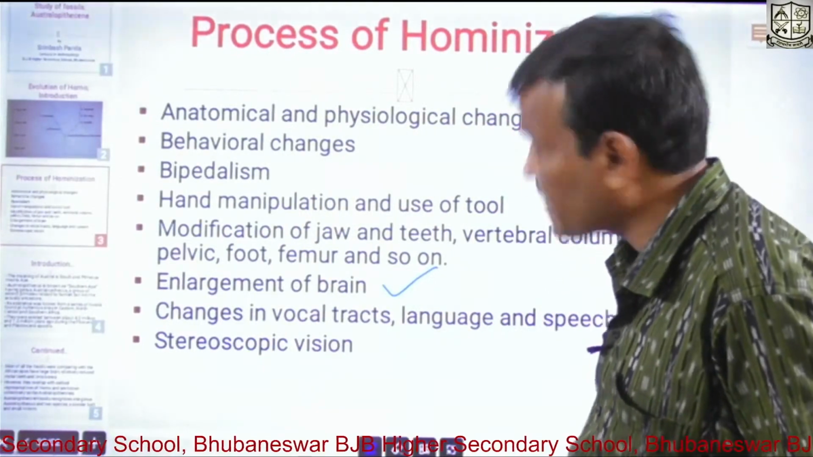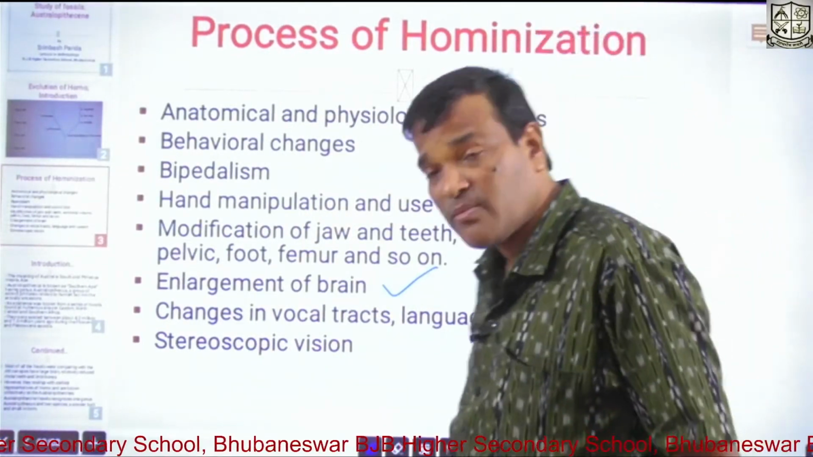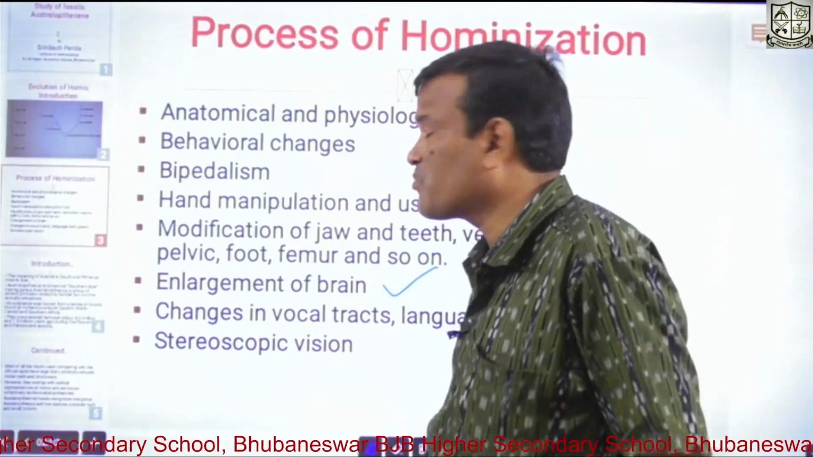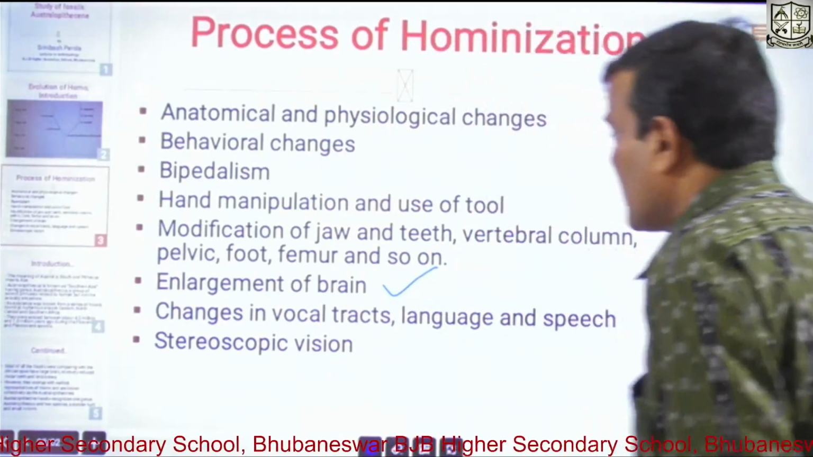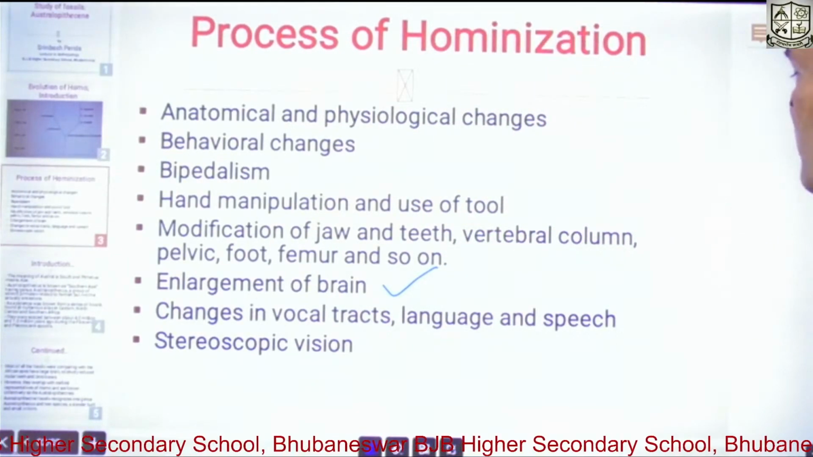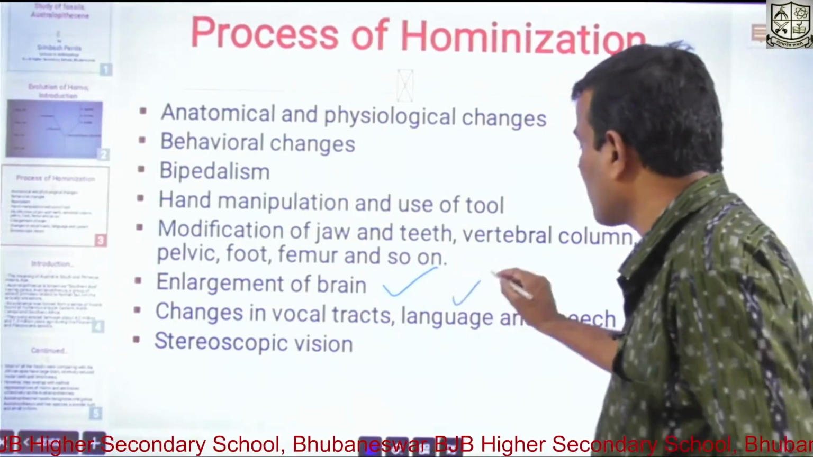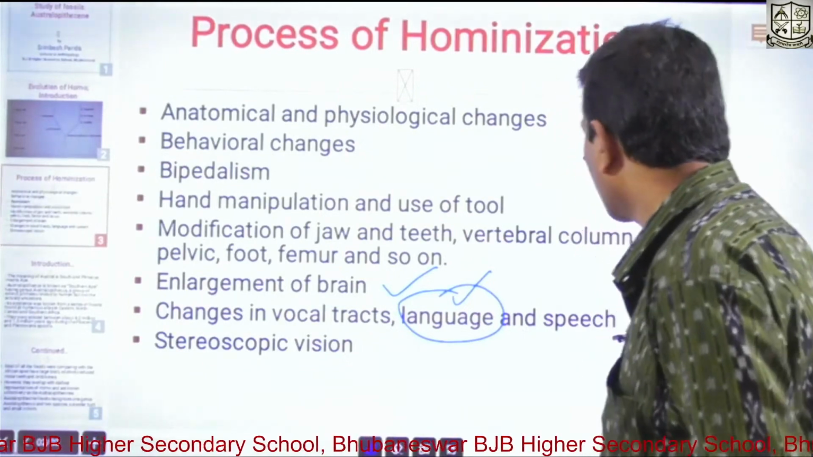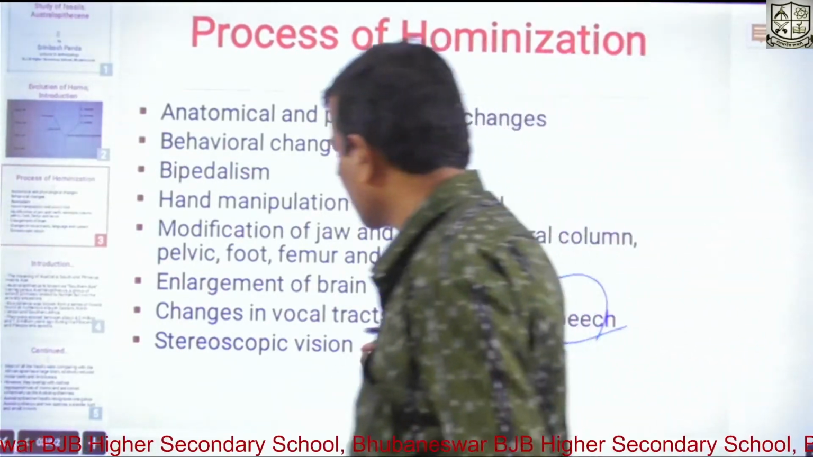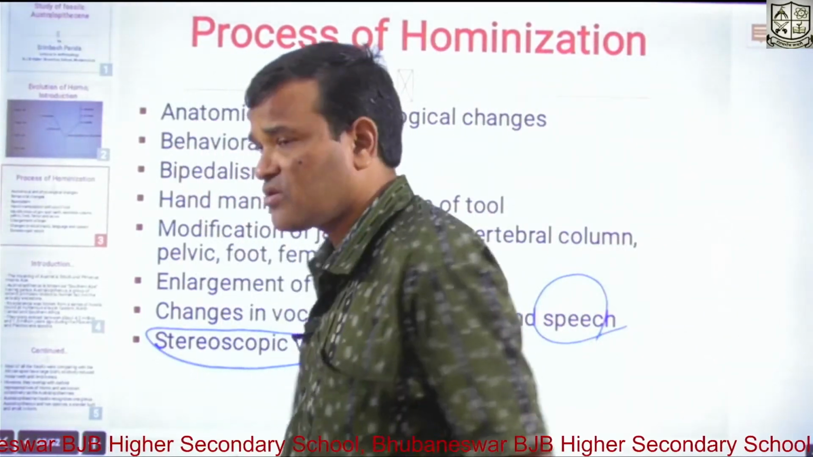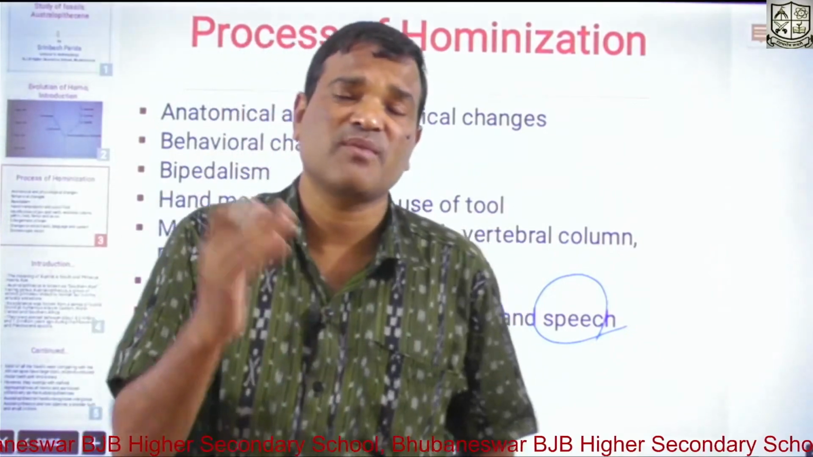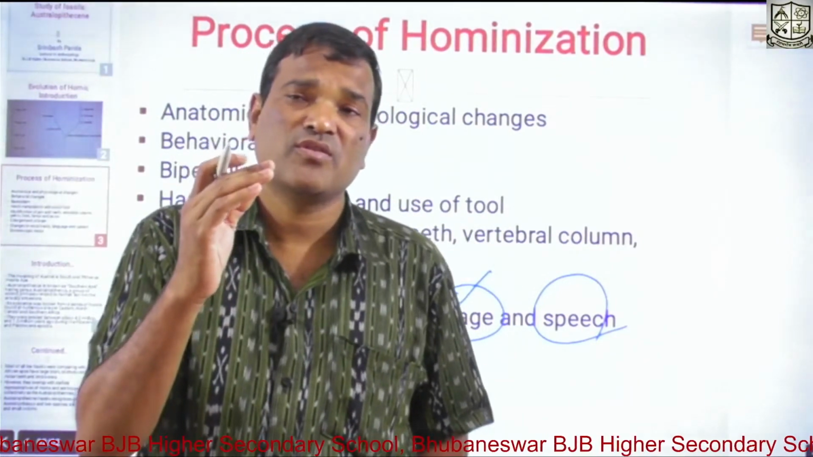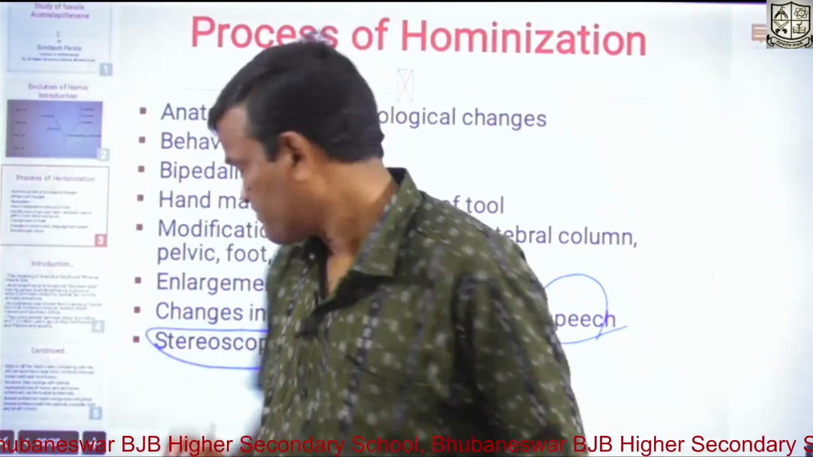Development of the brain, cranial capacity, knowledge and skill is the peculiar character of the hominid, along with changes in the vocal tract. Development of language and speech is also important for the hominization process, as well as stereoscopic vision that can develop in hominization.